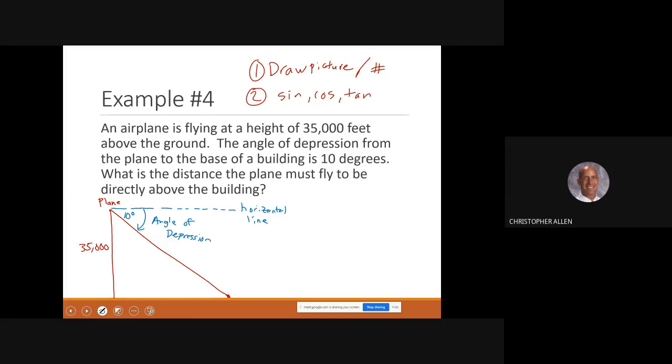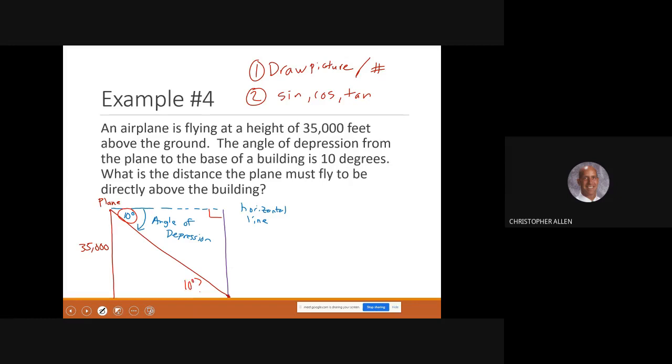The question is, what is the distance that the plane has to fly to be directly above the building? So I'm going to draw this vertical line right here, erase a little bit over here, and add a little right angle symbol. Now guys, if this angle right here is 10, anybody want to take a stab at what that angle there is? It's got to be 10 as well.